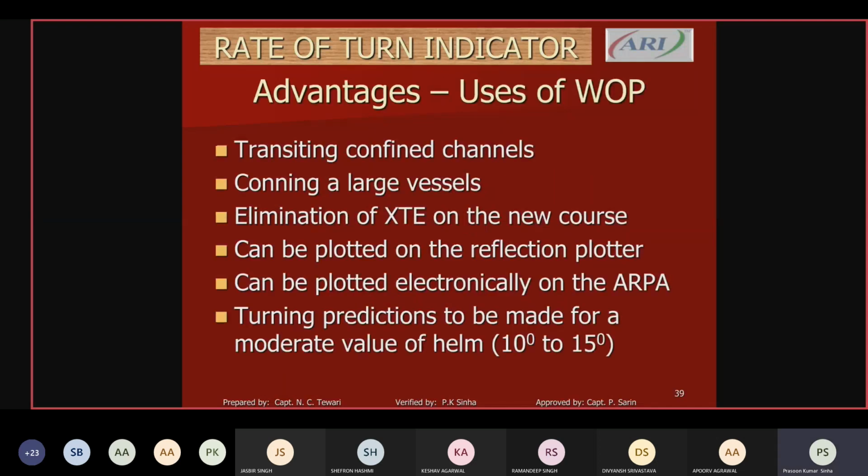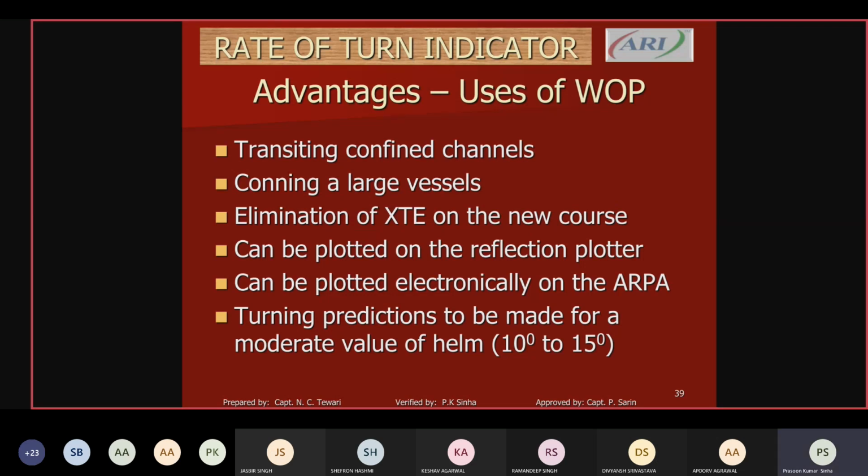The points of consideration, precautions to be had, precautions when using ROT. So points of consideration or precautions when using a rate of turn.